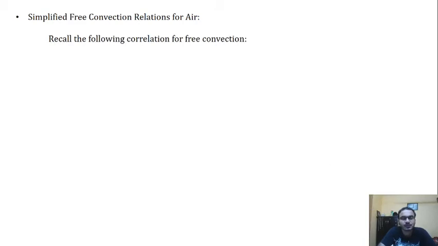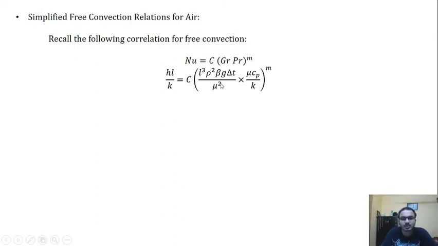Now our next theory is simplified free convection relations for air. This is our standard formula correlation. Here the hL by k can also be written in this way, that is we have simply written the formulas for Gr and Pr respectively. We can have some arrangement here in this way. This is just an empirical correlation, so we are not going into detail of this.